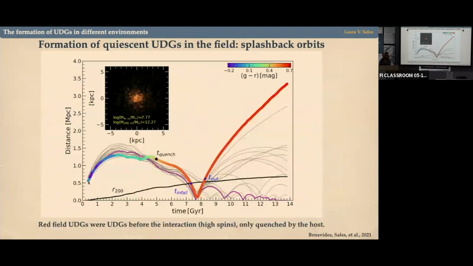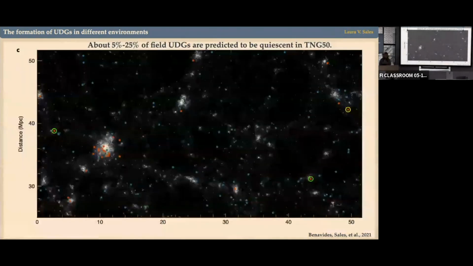One of these examples is a galaxy that today is very far out in the middle of nowhere. But if you follow its history back in time, it was associated with a group, and that caused quenching. And so what we predict is also a population of UDGs in the field that should be quenched. It's an outlier population. We can make some predictions of where they should be. You see, the blue ones are field UDGs that were never processed by any other host.